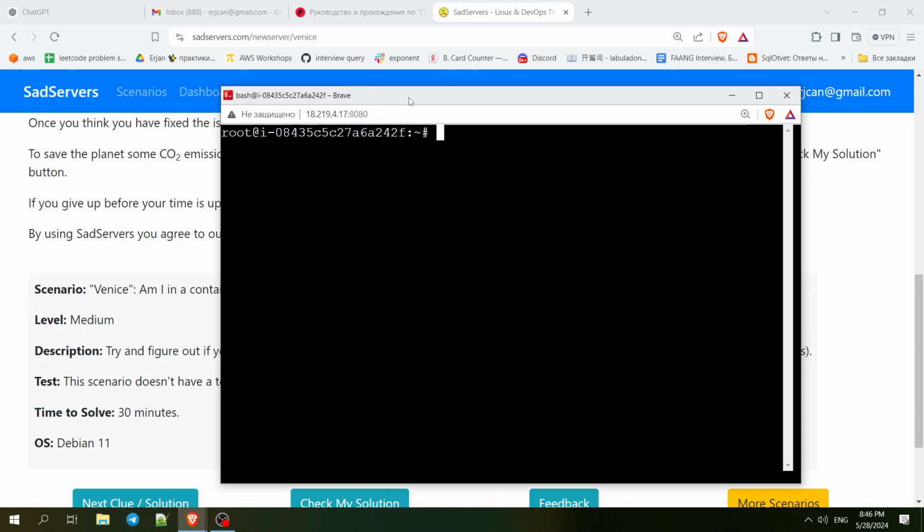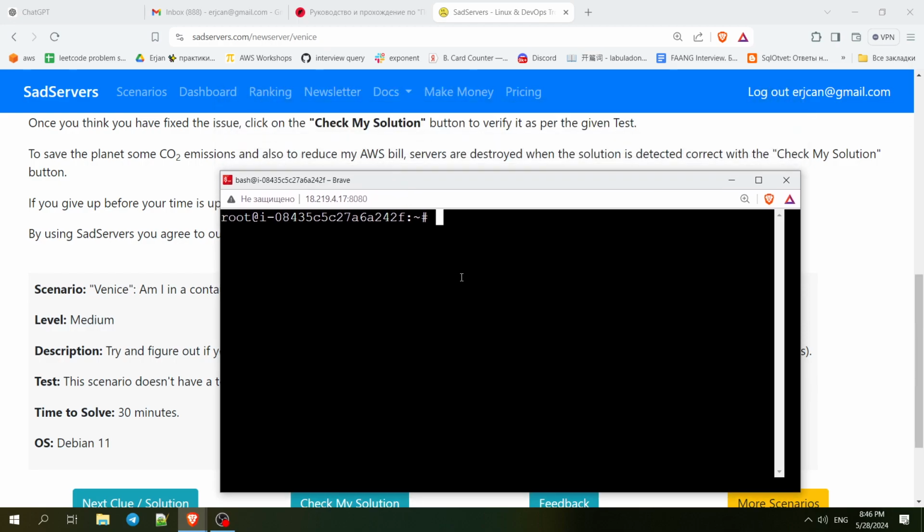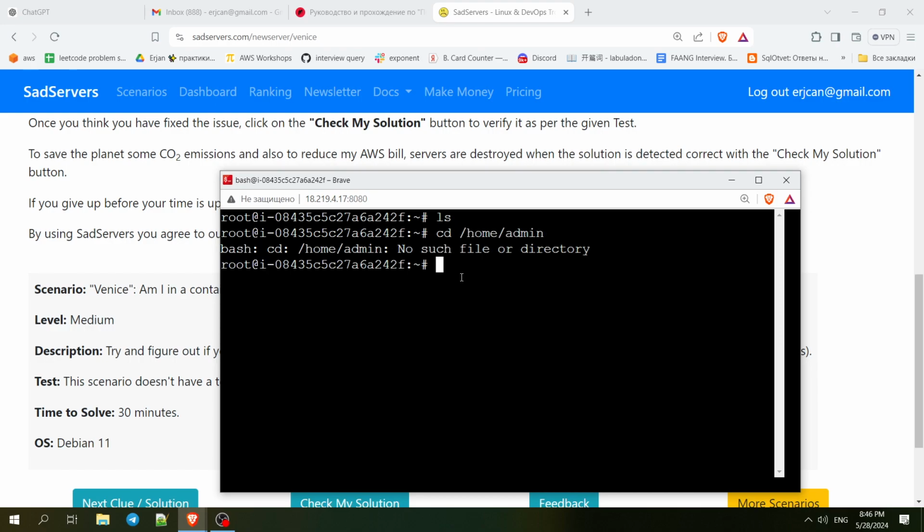So right now, I don't know whether it is a Docker container or an entire machine. So let's do cd home admin. Whoops, there is none. So what are the ways? Just ask yourself, what makes a Docker container? What are the signs or properties that we are inside a Docker container? Honestly, I didn't know how to distinguish this, and I basically looked up the solution.